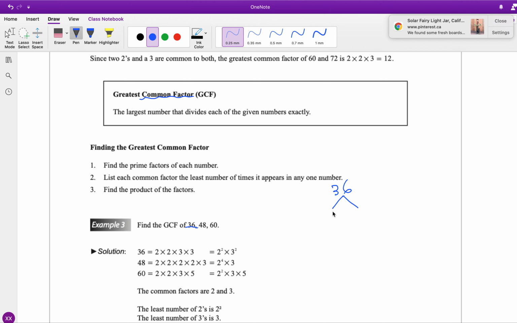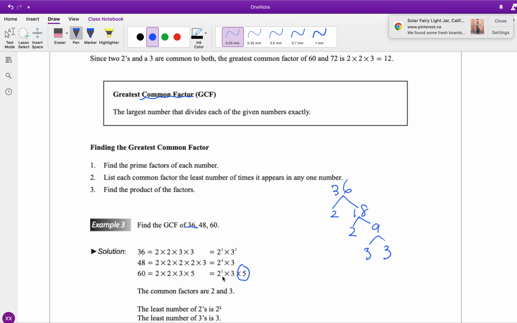So divide by 2 first, then that is 18. Now it can still be divided by 2 because it's an even number, then that's 9. And divided by 3, that's 3. So therefore, it's 2 to the power 2 multiplied by 3 to the power 2. And then the number 48, that's the same thing, 2 to the power 4 multiplied by 3. 60 is this. So 5 is not a common factor because this one has no 5, this one has no 5. And the common factor has a 2 and a 3.